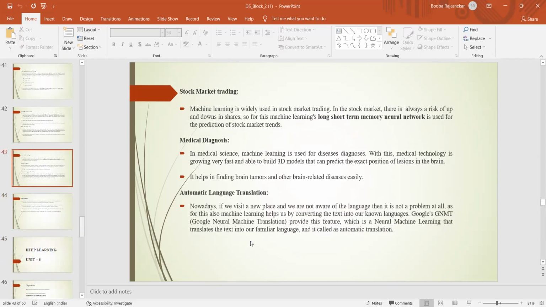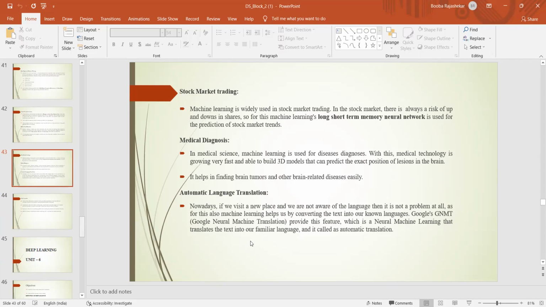Next one, stock marketing. Machine learning is widely used in stock marketing. There is always the risk of ups and downs in shares. For this, a long short-term memory neural network is used for the prediction of stock market trends. Next is medical diagnosis. Machine learning is used for disease diagnosis, as medical technology is growing fast and is able to find and build a 3D model that can predict the exact position of lesions in the brain. It helps in finding brain tumors and other brain-related diseases easily using this machine learning algorithm.